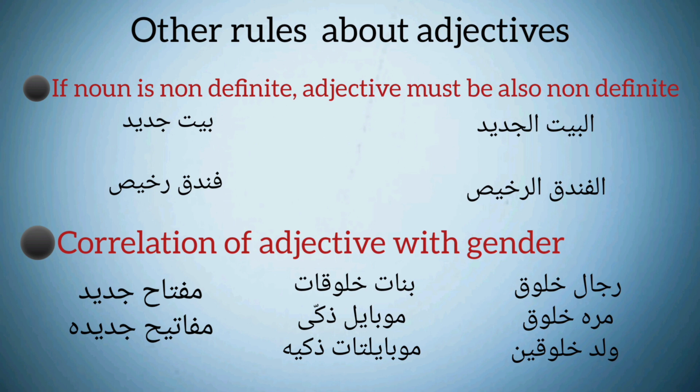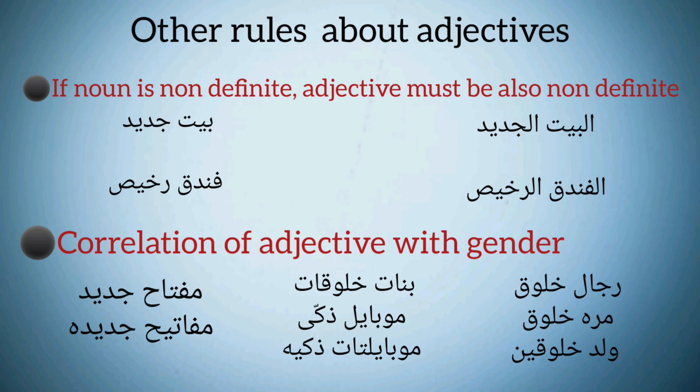الفندق الرخيص. The cheap hotel. بيت جديد. Both of them are non-definite. بيت is non-definite and the adjective جديد is non-definite. فندق رخيص. Both of them are non-definite.